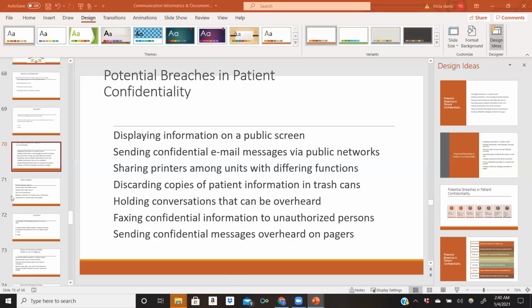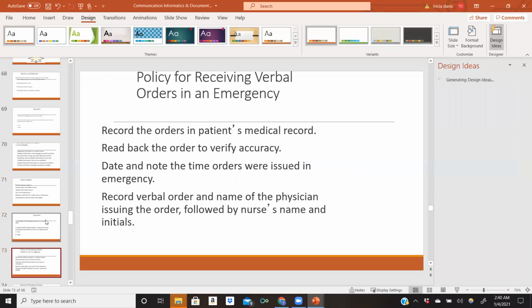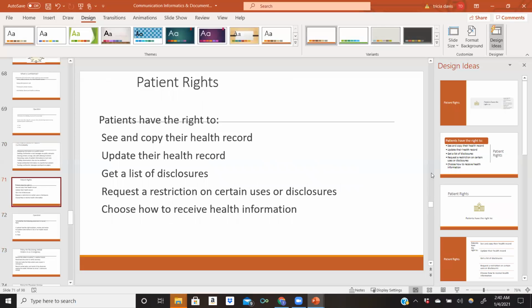I don't think people really use pagers anymore. We don't use them where we are, but I guess that's something else you wouldn't want to use. Questions? Oops. Patients' rights.